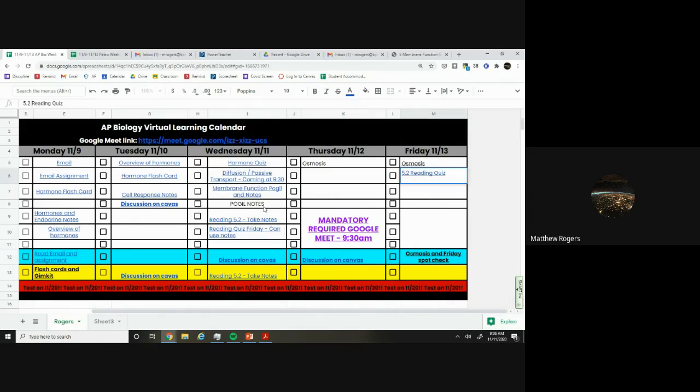But basically, what we're going to work into is tomorrow and a little bit of today, diffusion, and then osmosis on Friday and Monday. And then next week, we get ready for the test that's on Friday. So I hope that makes sense.